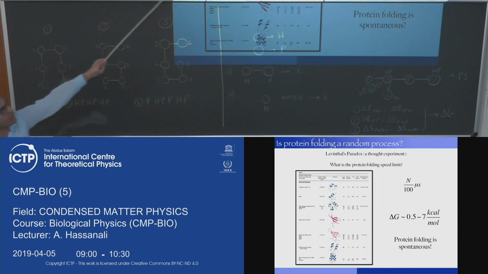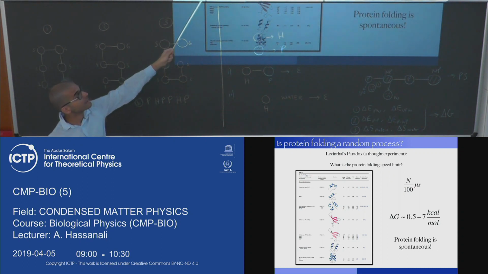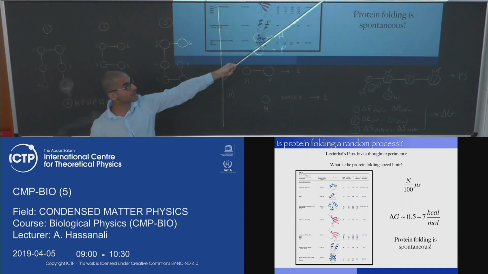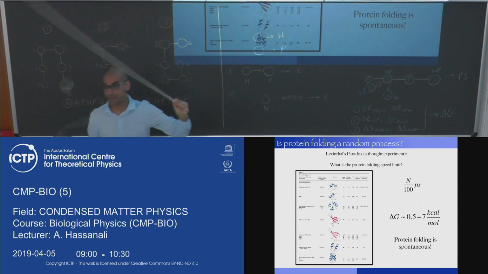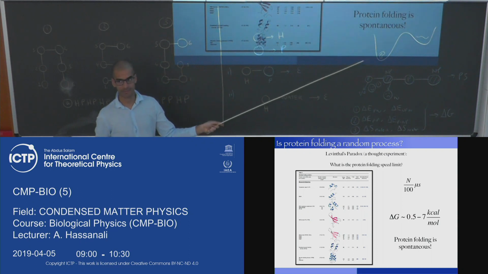So, tau folding is the time it takes for the protein to fold. Delta G folding is what I just described to you here. Is there any relationship between this and this? Unfolded, folded. Delta G is the driving force.